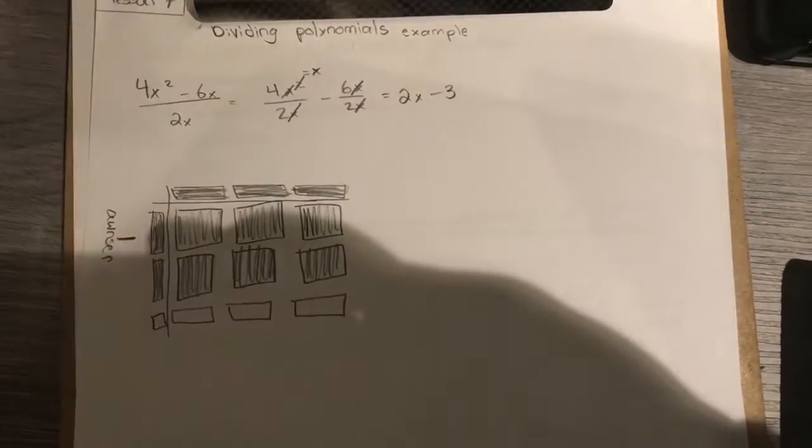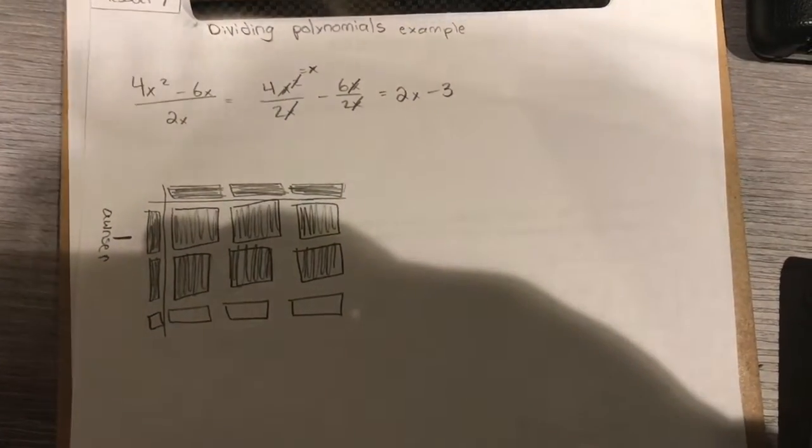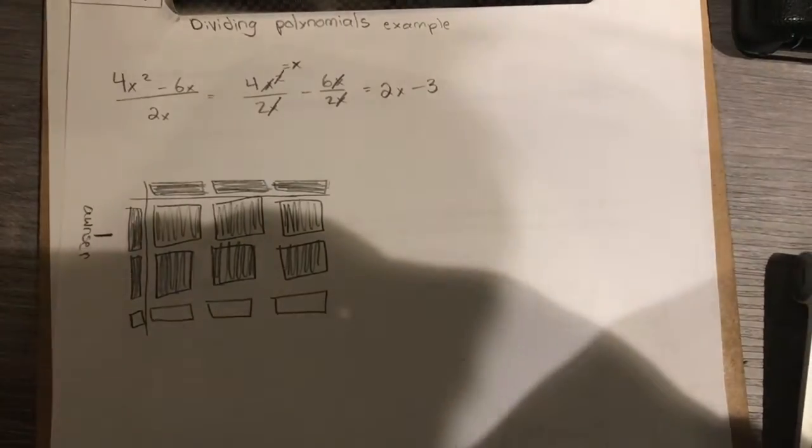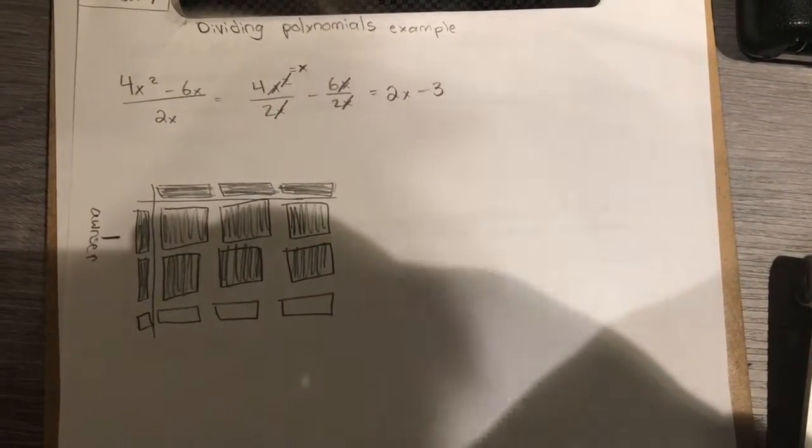So it'd be 2x. Then for the next one, both of the x's get crossed out, and we do 6 divided by 2, which is 3, and the answer is 2x minus 3.